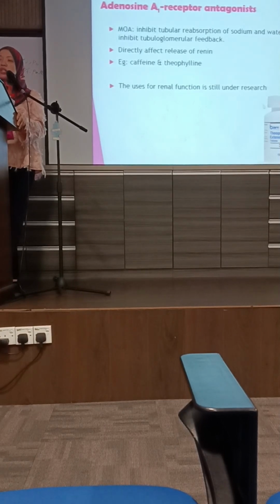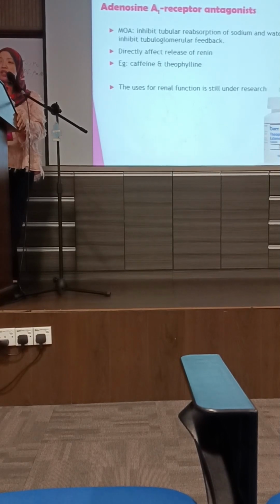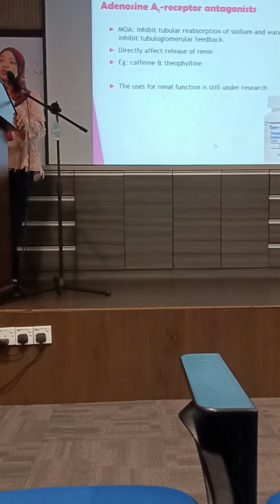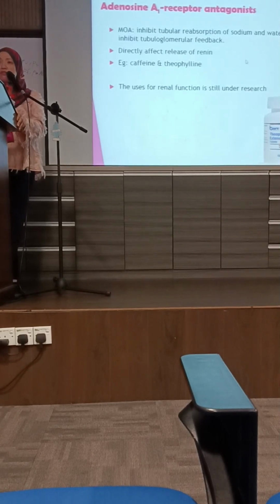Conversion of angiotensinogen to angiotensin, and then finally angiotensin 2, kan. So you need to recall the RAAS system. Okay, examples of adenosine A1 receptor antagonist are caffeine and theophylline. Okay, but we don't use them much as a diuretic agent.